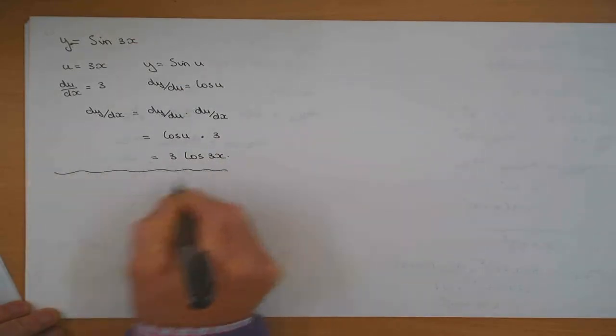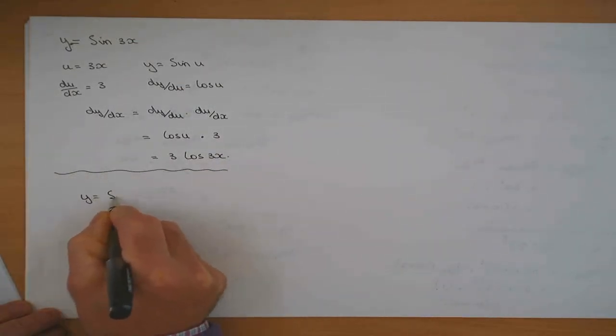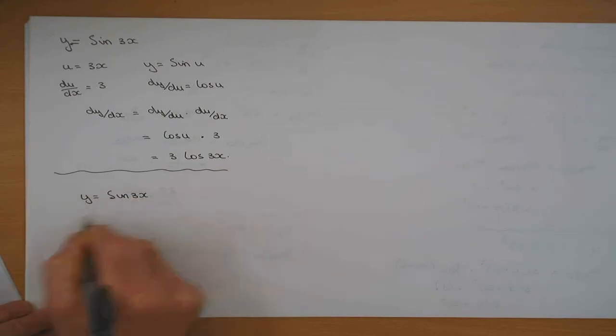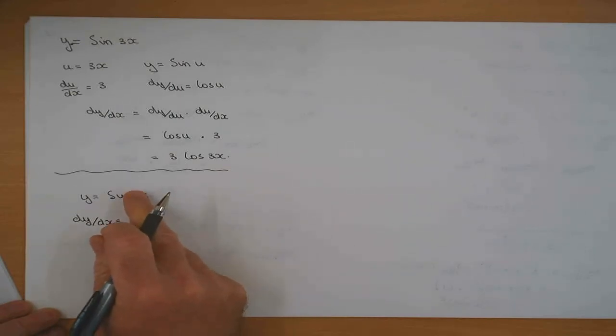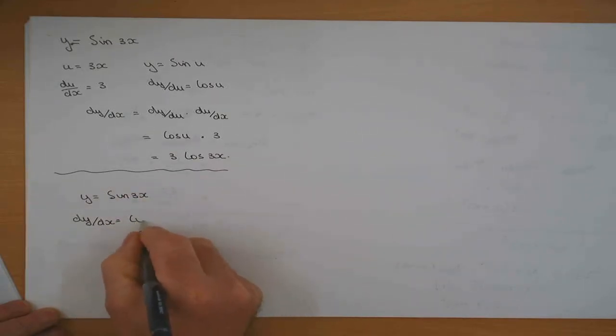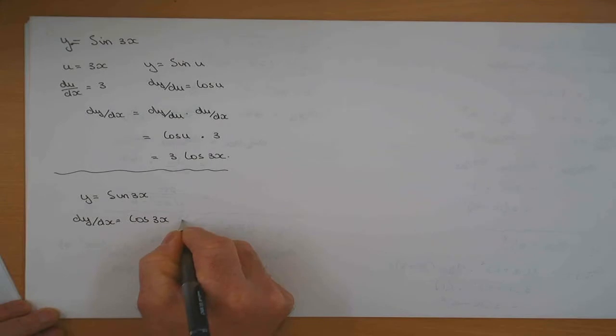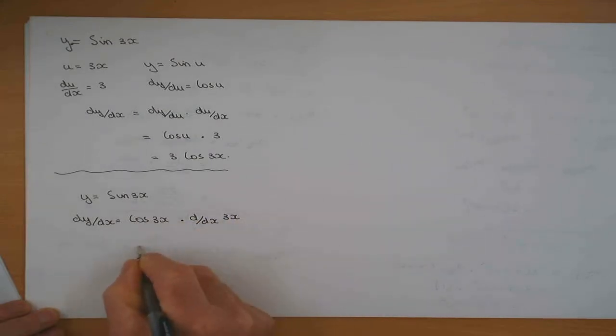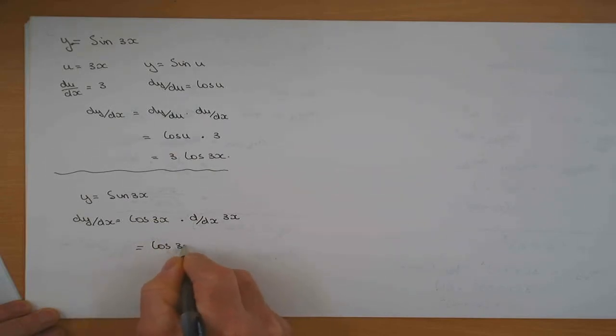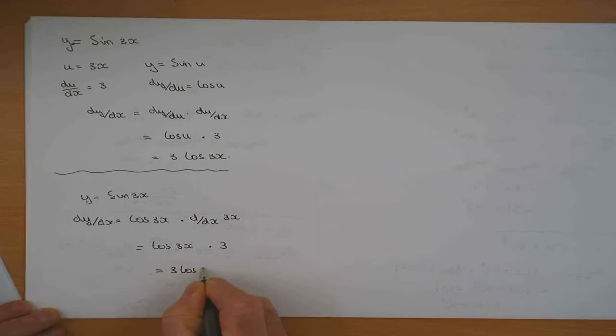That's what it gives. If y is equal to sine 3x, well then I could say dy/dx is equal to, I treat that as an x. Sine x becomes what? When I differentiate sine x, I get cos x. So that becomes cos 3x by the derivative of what? The 3x. So it's equal to cos 3x times 3, which is 3 times the cosine of 3x.